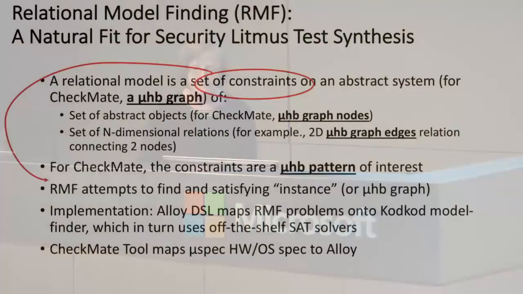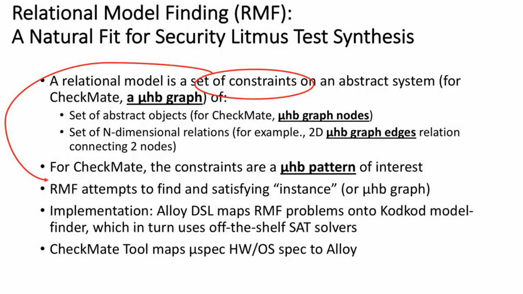So the last piece of this puzzle is how do we do these pattern enumerations, and that's with relational model finding. In the first half of the talk, we did the cycle analysis using SMT techniques. This is relational model finding because we need to find a pattern, not just a cycle. And so RMF essentially tries to find these satisfying instances or subparts within a larger graph. In this case, we're doing this by taking the MuSpec, translating it into Alloy, which is a domain-specific language that's intended to fit into a relational model finding approach. The RMF problems get mapped onto a model finder called Kodkod, which in turn uses off-the-shelf SAT solvers. So in this way, we can feed together and automate the process.